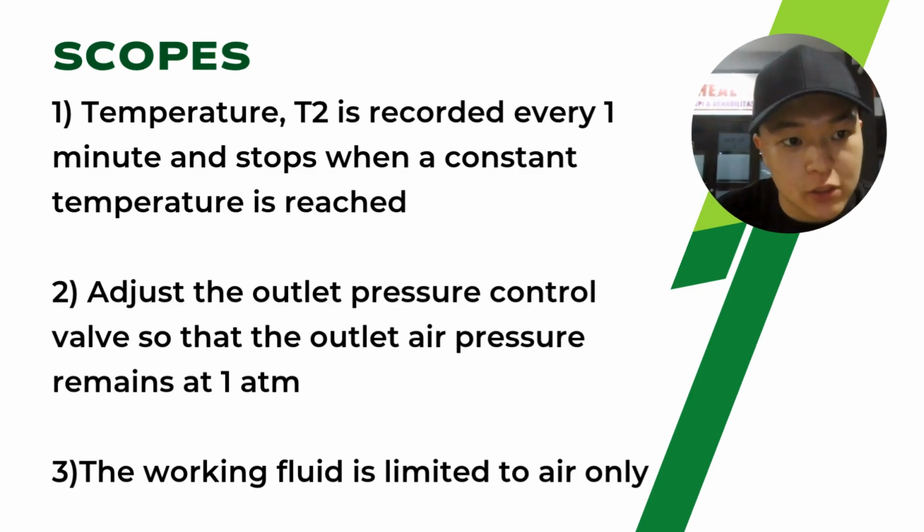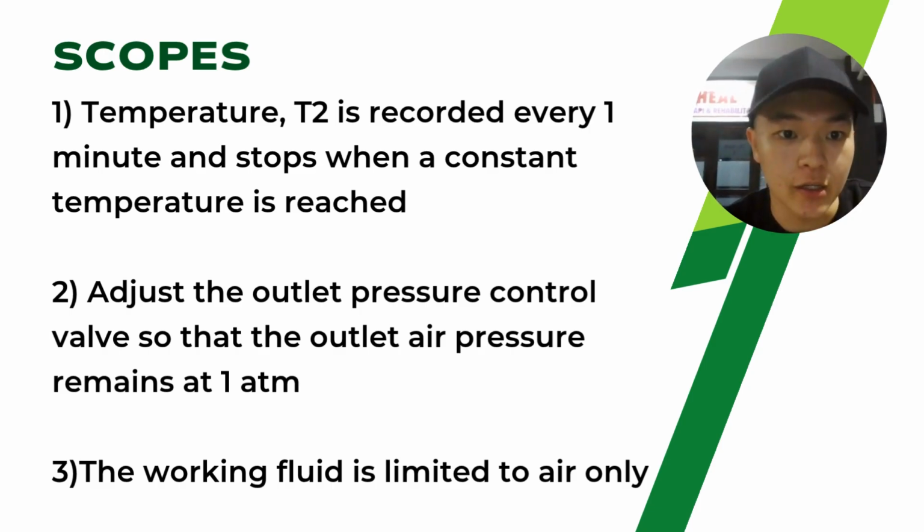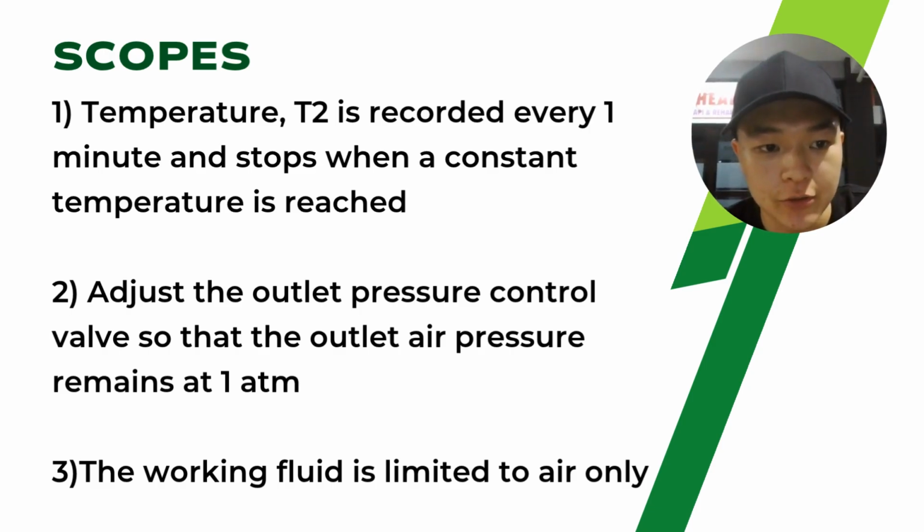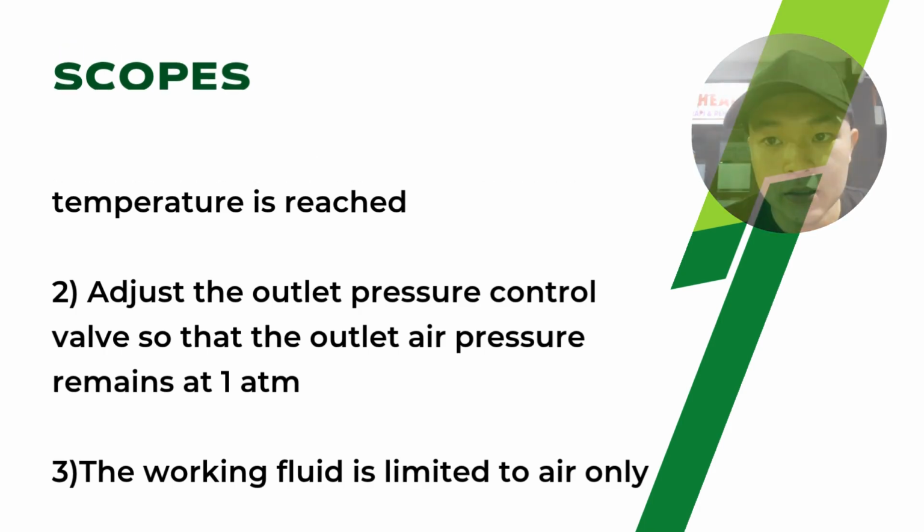As for the scopes, the first one is the temperature T2 is recorded every 1 minute and stops when a constant temperature is reached. The second one is to adjust the outlet pressure control valve so the outlet air pressure remains at 1 atmospheric pressure (atm) at all times. The third one is the working fluid is limited to air only.